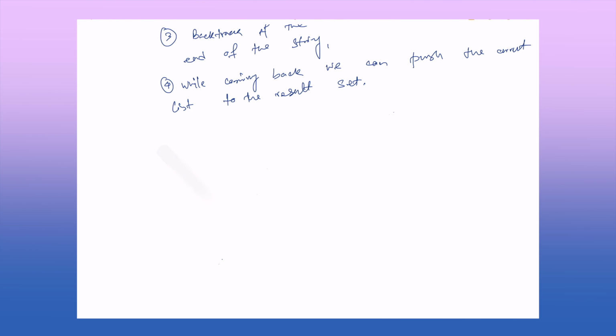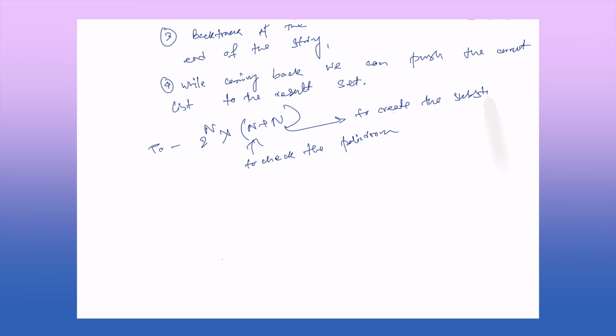So we had the time complexity of 2 to the power n into n plus n, where n was to check the palindrome, and another was to create the substring. Now, can we improve this? Okay, I think we can.